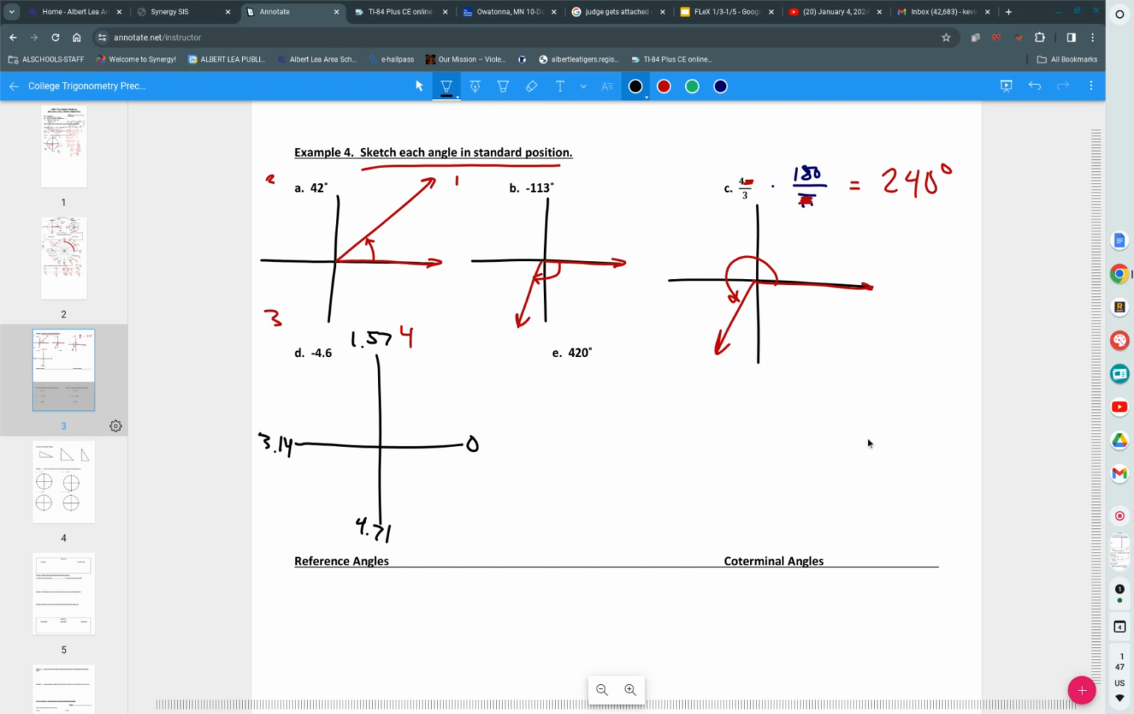So suppose it wasn't a negative 4.6. Suppose it was a positive 4.6. Which quadrant would you end up in? You would end up in the third quadrant, very close to the 4.71, right? If it was positive. But because it's negative, instead of rotating like that, I'm going to rotate this way and I'll end up in the second quadrant. So again, I'll draw it out. If you were to do positive 4.6, you'd be right there. But it is not positive, it's negative. So I'm going to be right there. So that's my rotation.